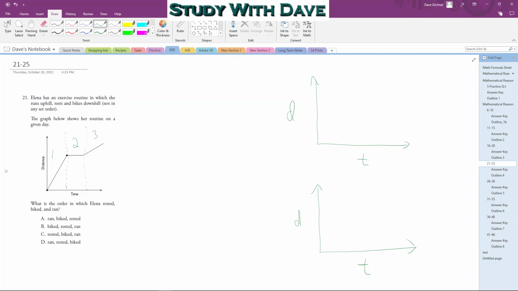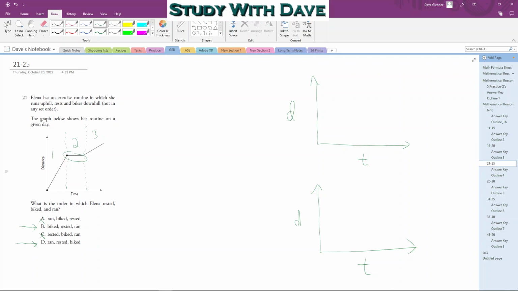One thing to note, we know that the middle activity, or the second activity, is going to have to be resting. You've got basically a slope of 0, which means she's not going anywhere distance-wise. So the only two with resting as the second activity are going to be B and D. So we can say A and C are definitely not right. You can count those out.